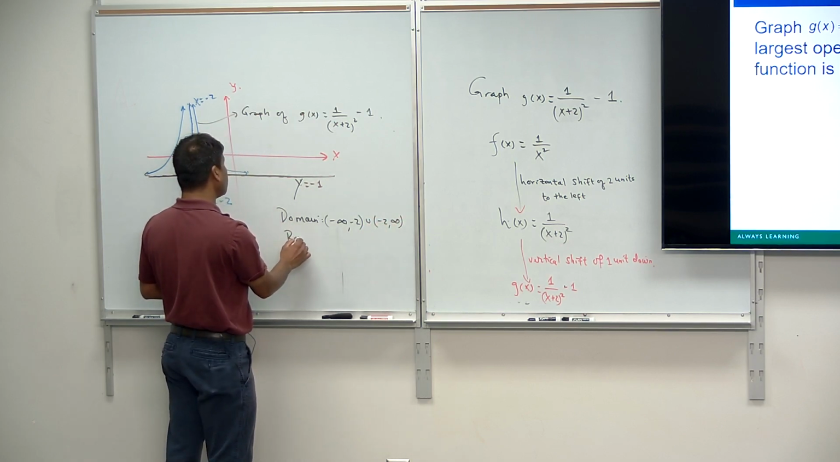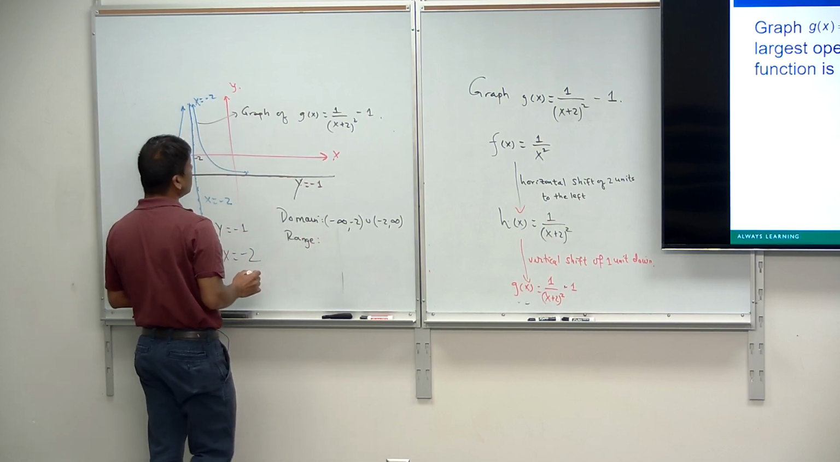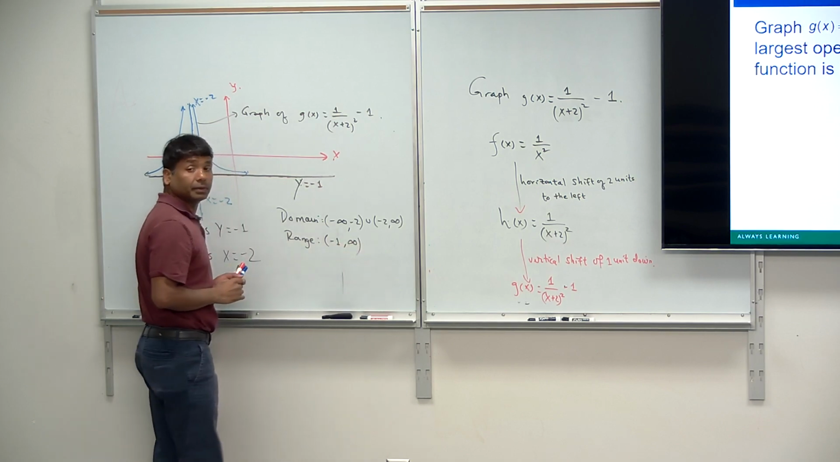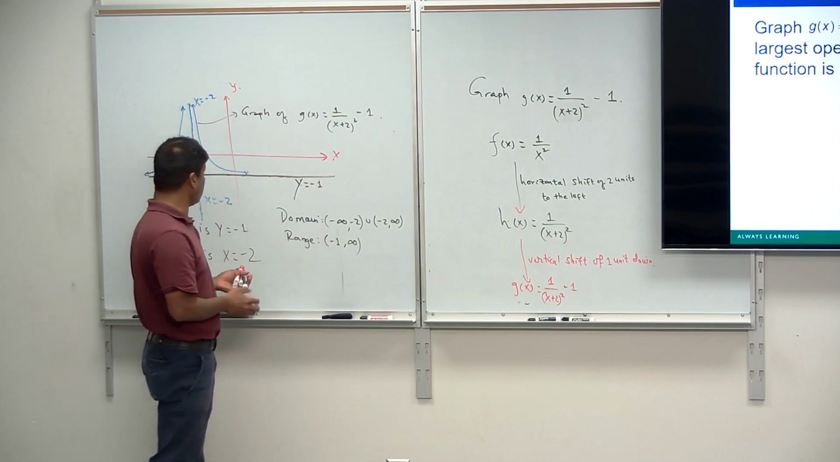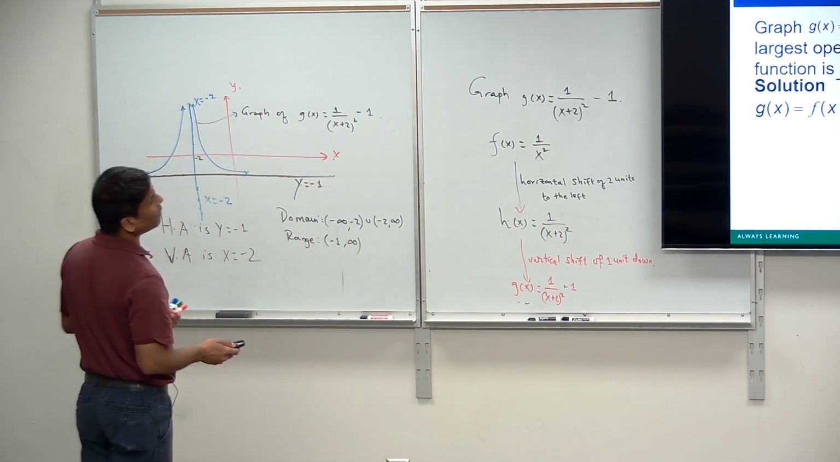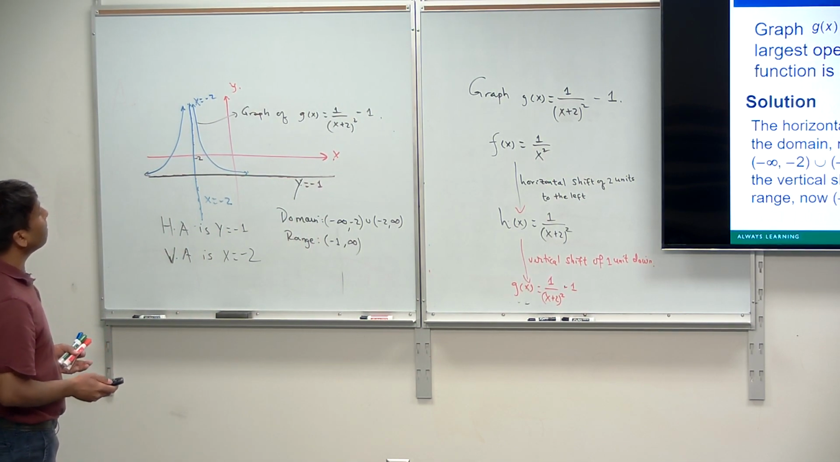And what is the range? That's negative 1, comma positive infinity. Okay. So I think you can do that one, you know.